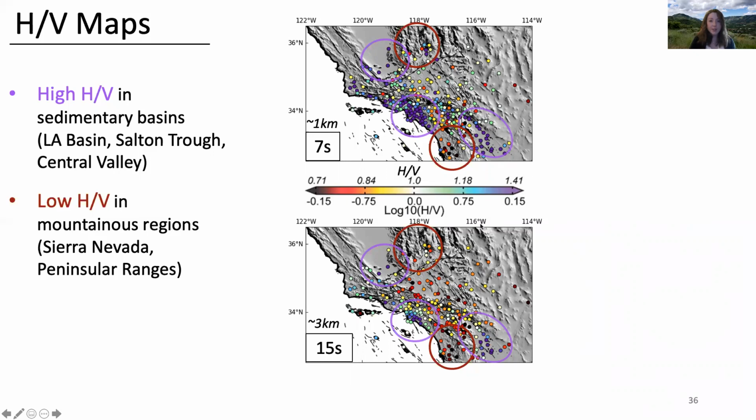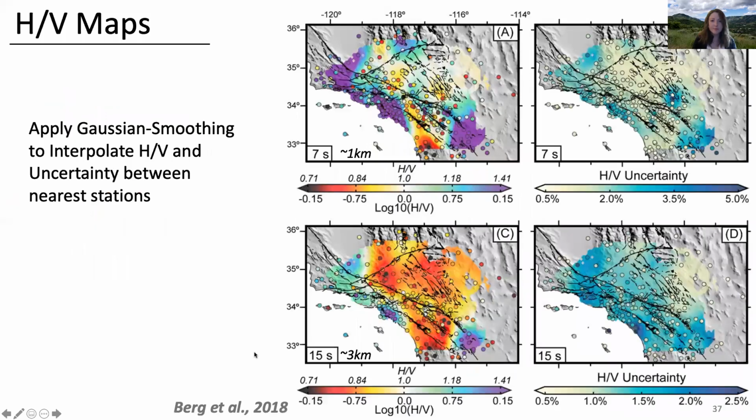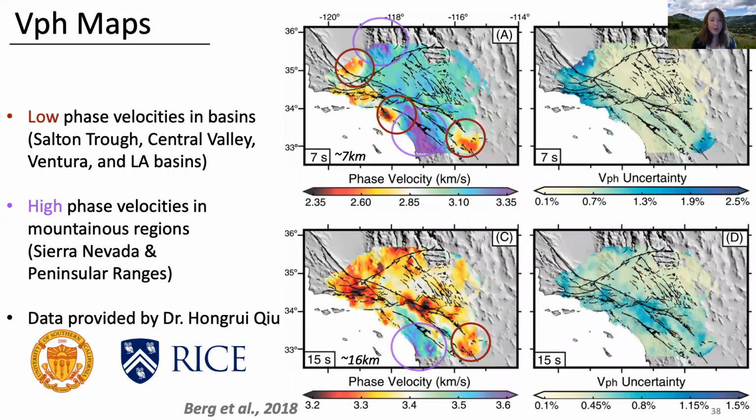In general, with increasing period, we see lower H over V as we move past the sediment-bedrock interface. We interpolate the results between stations via Gaussian smoothing to have results and uncertainties spanning the entire region and not limited to each station. We also have Rayleigh wave phase velocity measurements across the region provided by Dr. Hongwei Chiu, previously a PhD student at USC and now a postdoc at Rice.